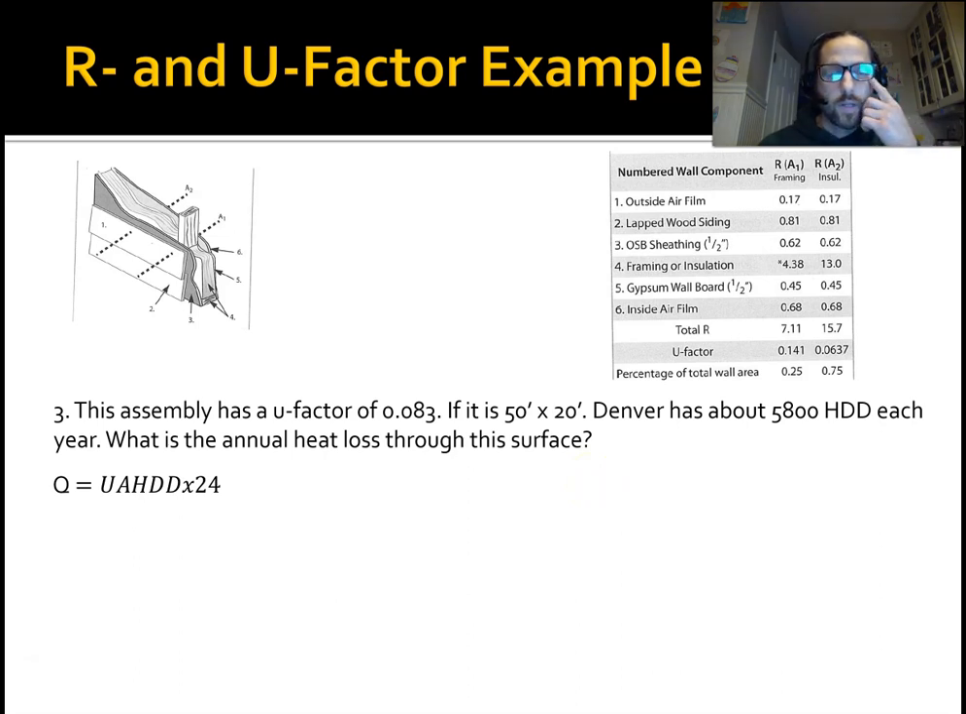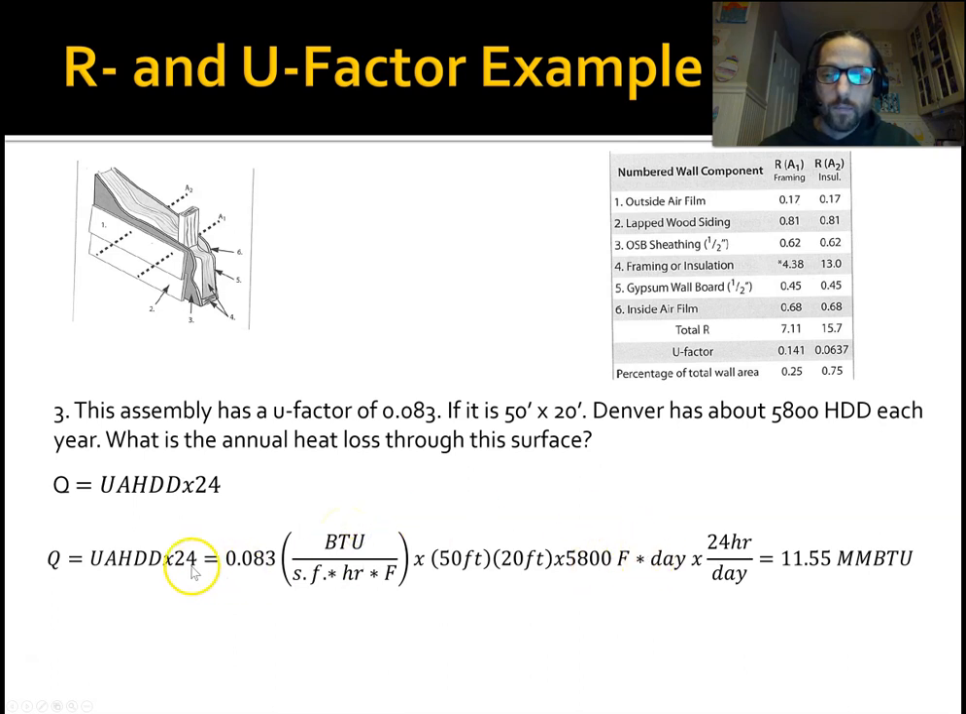And lastly, if we want to calculate the seasonal heat loss through this same surface, let's say Denver has about 5,800 HDD each year. So what's the annual heat loss through just this wall surface? And again, our equation is UA HDD times 24. Plug it in. So it's the old plug and chug. If you plug that all in, you got 0.083 times 50 times 20 times 5,800 times 24, and then that would be 11.55 MMBTU would be lost through that surface over the course of the entire year.